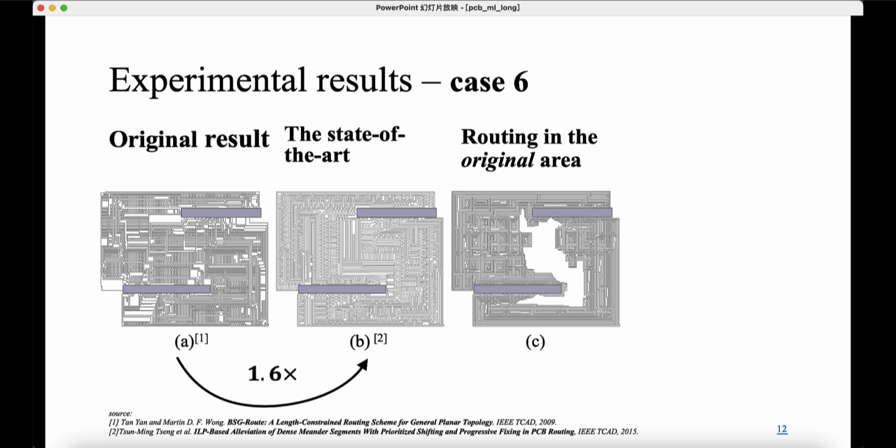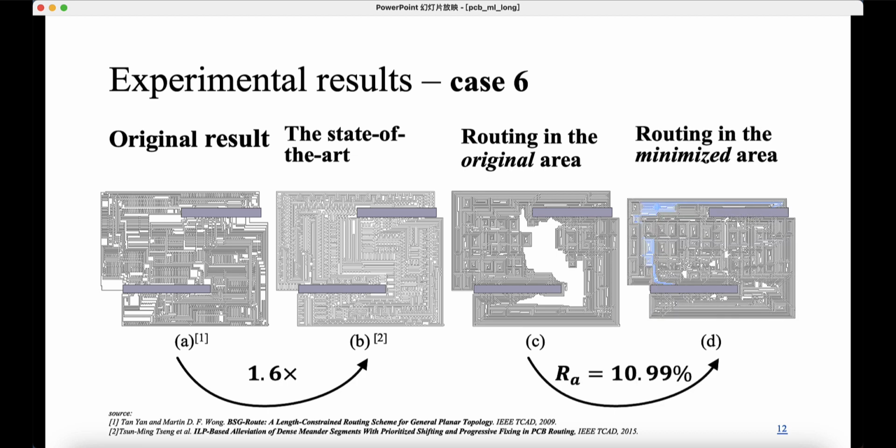To quantify the reduction in routing area requirements using our method, we decrease the height and width of the original routing area and reroute within the minimized routing area. The final routing result is illustrated in Figure D. Compared to the original design in Figure A, we reduce the required routing area by 10.99%. The height of the routing area is significantly reduced, and there is almost no wasted routing space.